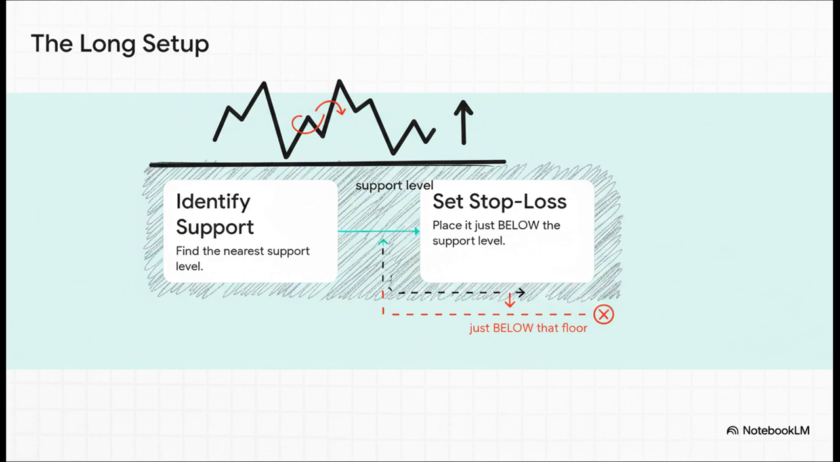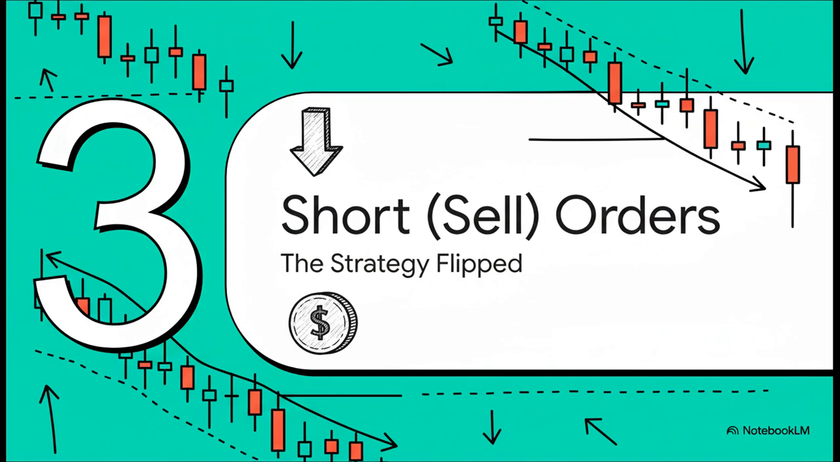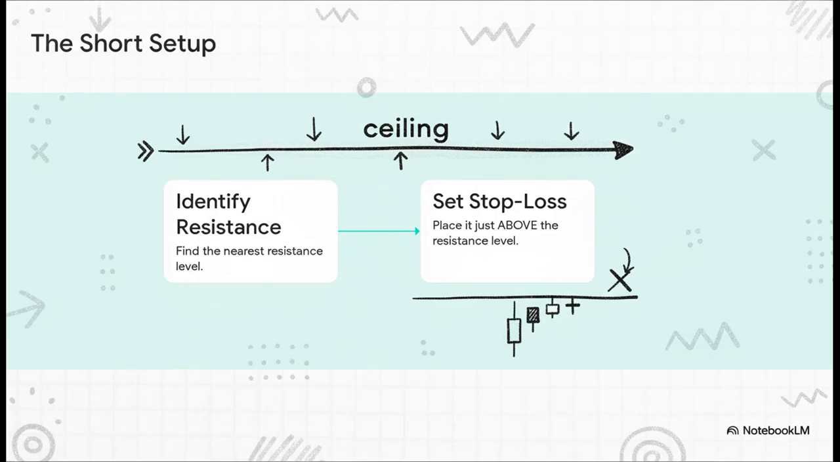All right, so what about the other side of the coin? What if you believe the price is headed down and you want to place a short order? Well, the logic is exactly the same, just flipped on its head. Again, two simple steps. First, you identify the ceiling, that nearby resistance level where sellers tend to show up. Second, you place your stop loss just above that ceiling. This protects you in case you're wrong and the price rallies instead of drops.